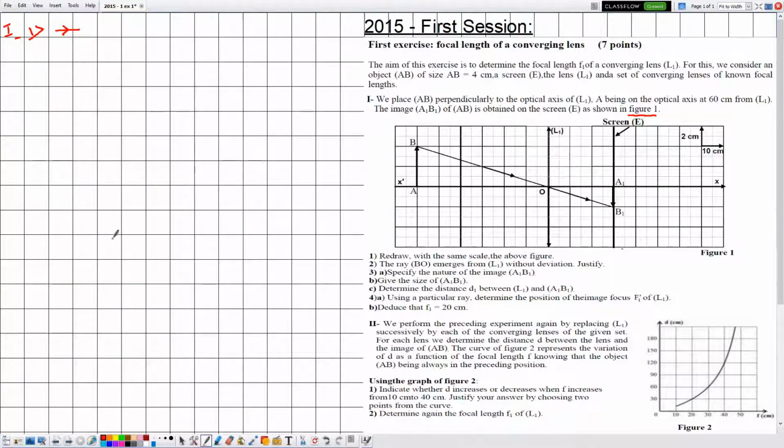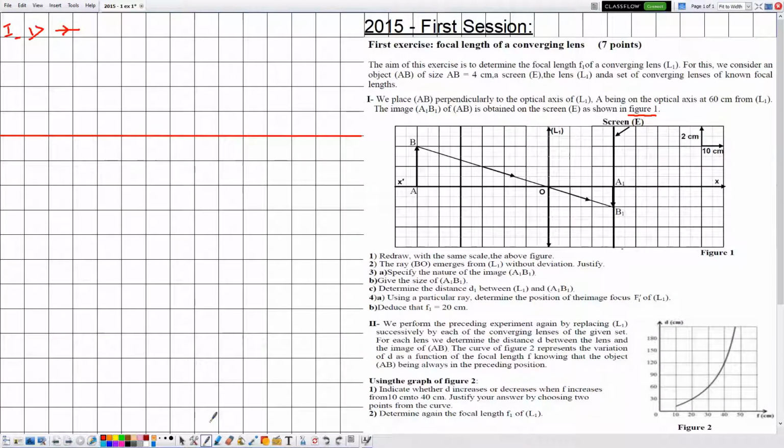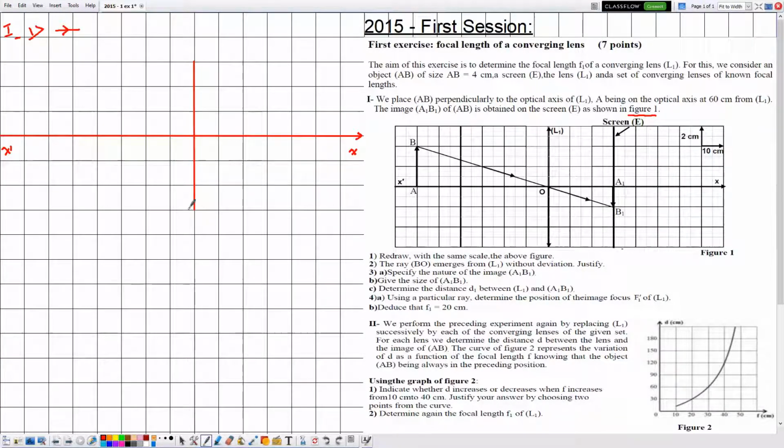And whenever we need to redraw, we always start by drawing the optical axis in the middle, having the same direction of propagation of light. Then we place the lens L perpendicular to the optical axis at the center using the correct symbol of a converging lens. The intersection between the optical axis and the lens L is the optical center O. And this is the lens L1.